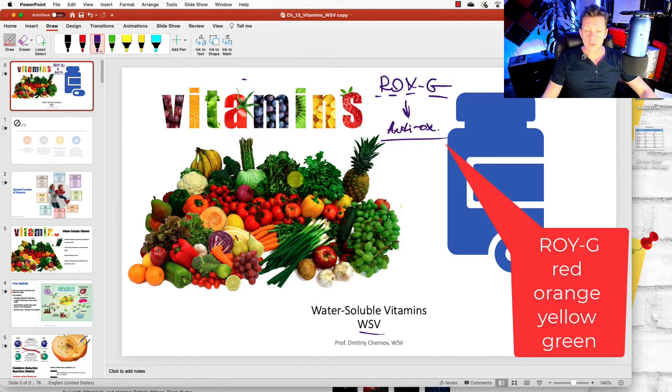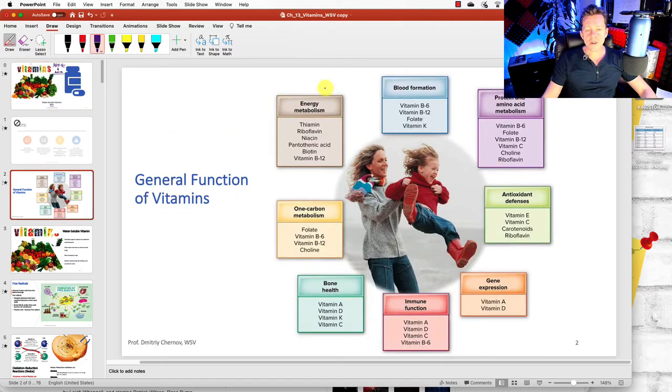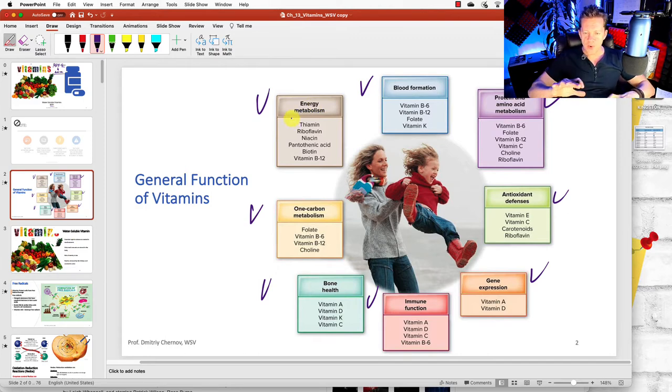When you consume all of this, you don't really have to memorize which particular vitamin or mineral is within a particular fruit or vegetable. All you have to do is pay attention to their pigments. So these are the general functions of vitamins: energy metabolism, blood formation, protein and amino acid metabolism, antioxidant defense, gene expression, immune function, bone health, and carbon metabolism. There are a lot of functionalities of those vitamins, but instead of memorizing all that, we're going to pick out a few important functionalities that matter especially for our class.